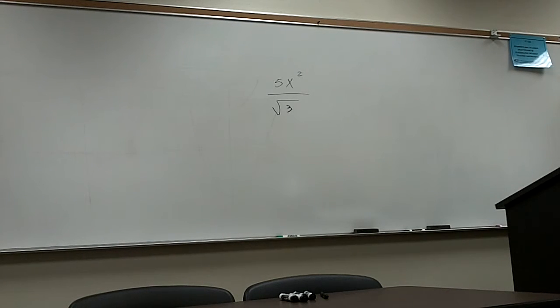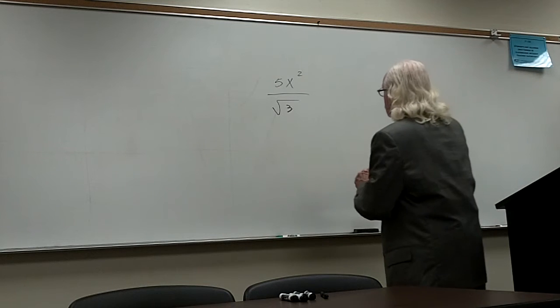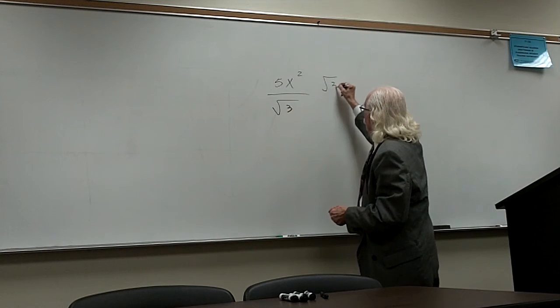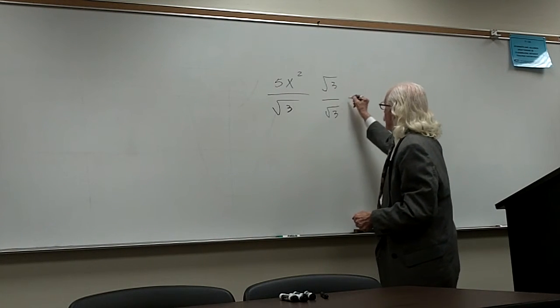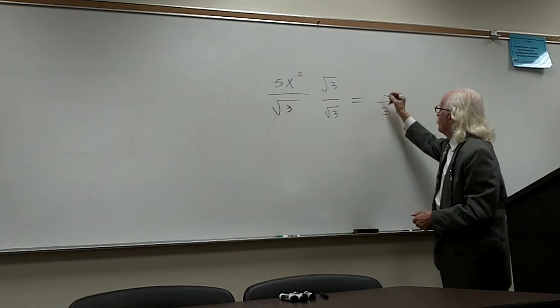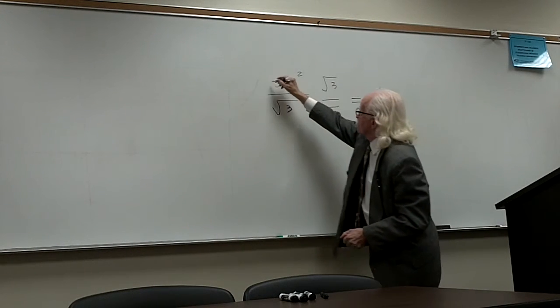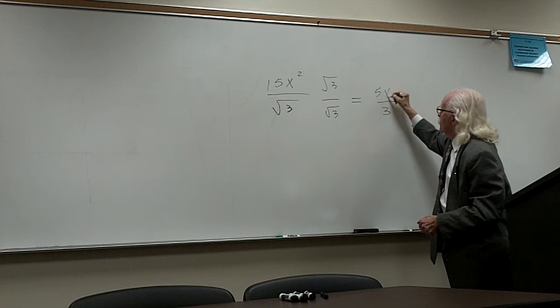Or, if it's left like this, and there's nothing about the numerator, you may want to consider doing what? Rationalizing. How do you rationalize this denominator? Multiply it by 1. Multiply it by the square root of 3 over the square root of 3. Multiply what? The top and bottom? Yeah. By what? Square root of 3.